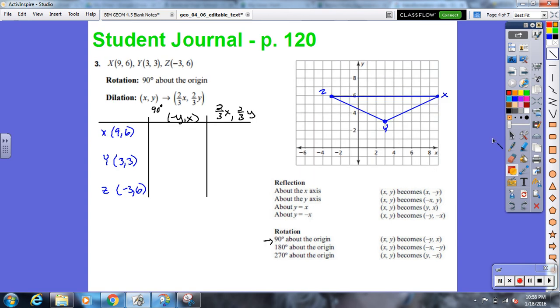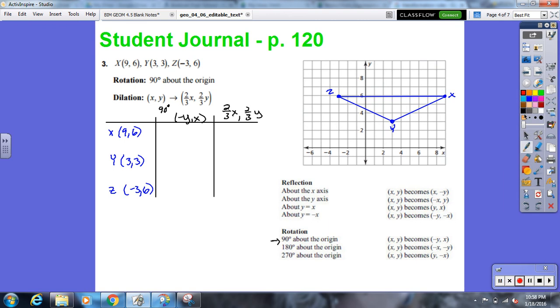Okay, so this is number 3. You might consider pausing the video and seeing if you can do it on your own. It's very similar to what we've been doing. A 90-degree rotation about the origin is the rule negative y, x. So we're going to switch the points and then make this one change signs. So here we'll switch the points, make this change signs. We'll switch the points and make this one change signs.